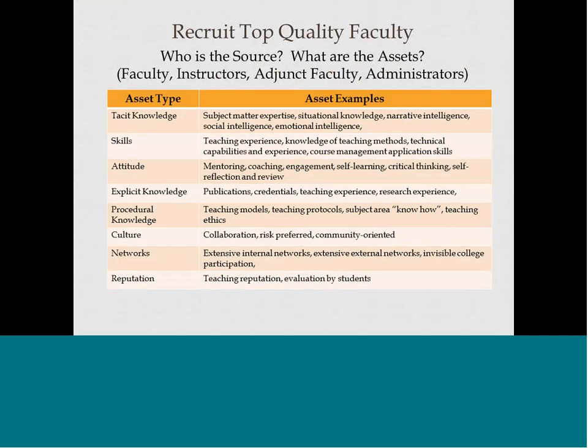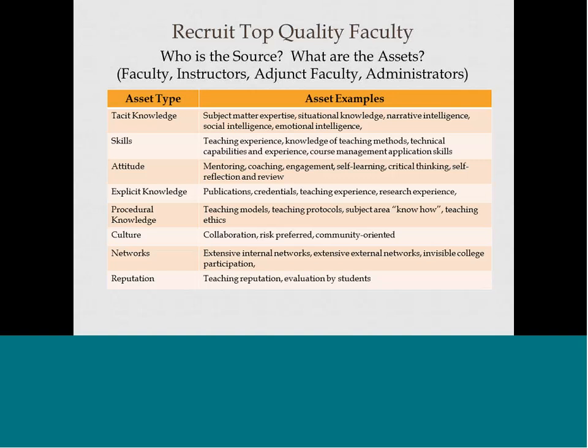In order to recruit top quality faculty, obviously here the source of our intellectual capital assets are our faculty, our instructors, our adjunct faculty, and our administrators. We see many of the same kinds of intellectual capital assets here, although there is a bit more emphasis in, say, tacit knowledge and situational knowledge, narrative intelligence, social intelligence, emotional intelligence, all things that go into the development of mature and effective faculty members.